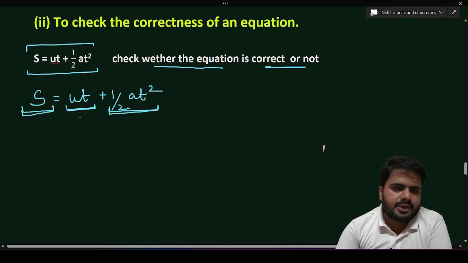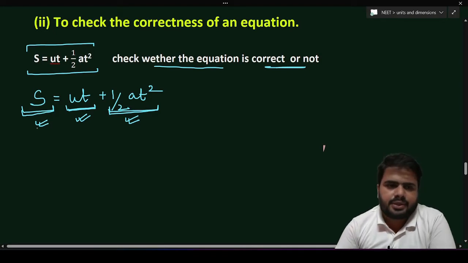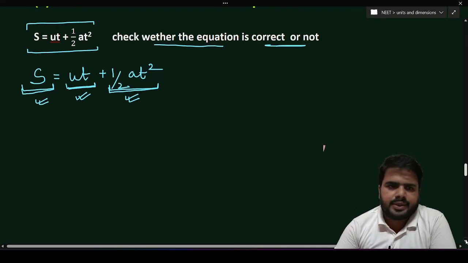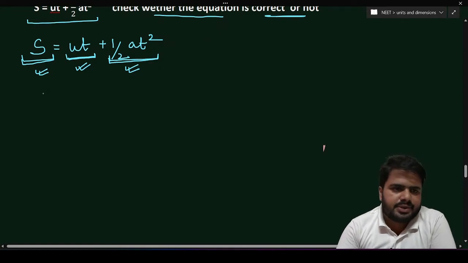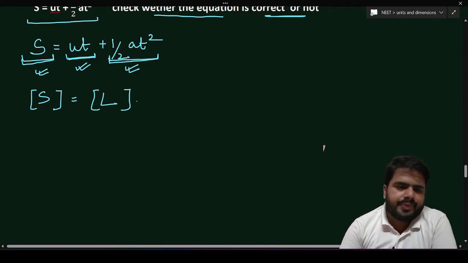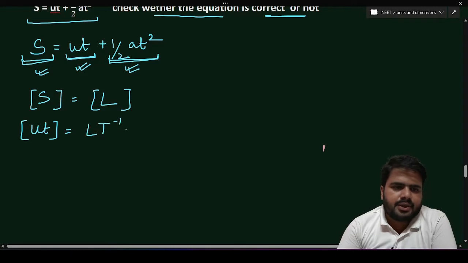Now you see here the ut is added with half at square and the result is s. So that means the dimension of ut must be equal to the dimension of half at square, because they are added, and the result is s, that also must be equal with their dimensions. So we will find out individual dimensions. So here s is displacement, so the dimension of s will be simply l. Now for ut, u is initial velocity and t is time. The velocity is lt minus 1 into t. So again it is coming as l.